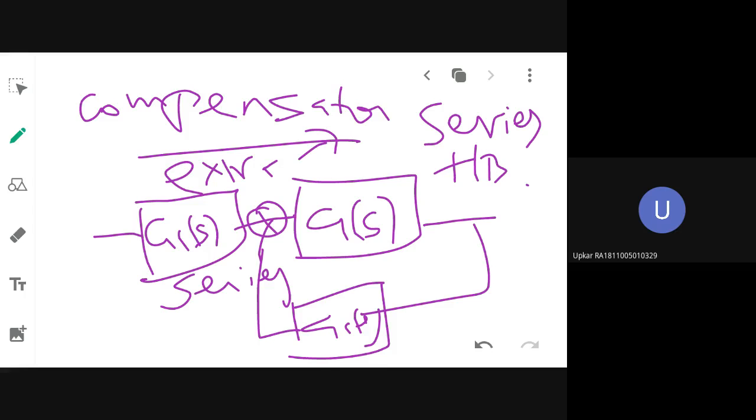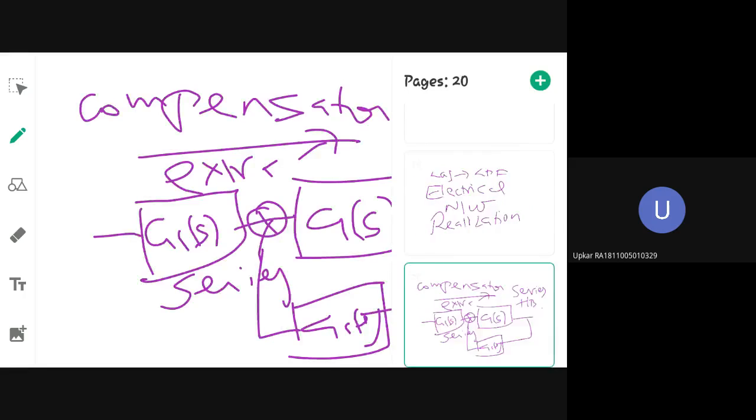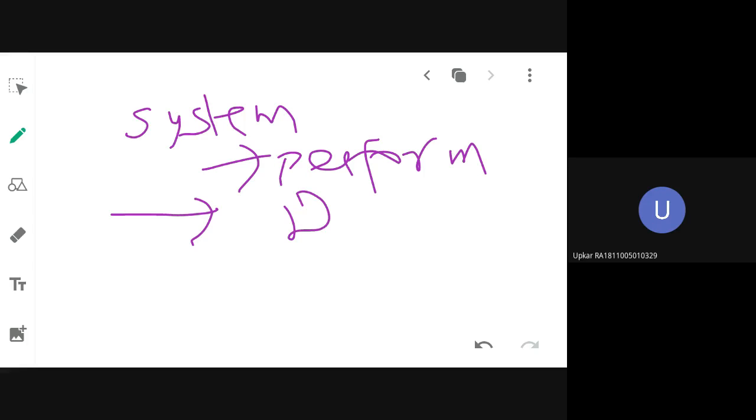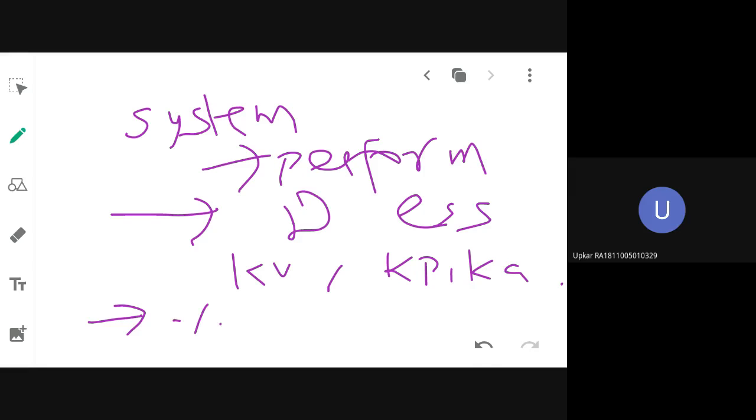The reason for this addition is you want the system to perform in a desired way. For example, if you want it to have a particular value of phase margin, or a particular value of steady state error, or a particular value of velocity error constant, Kp or Ka, or a particular value of percentage overshoot, or a particular value of zeta, then you will usually include an extra element.